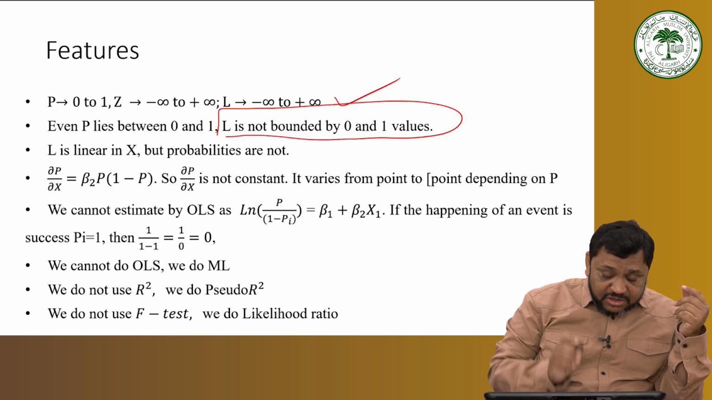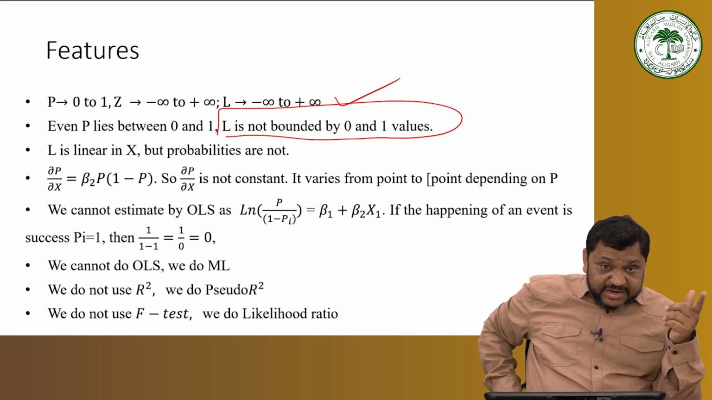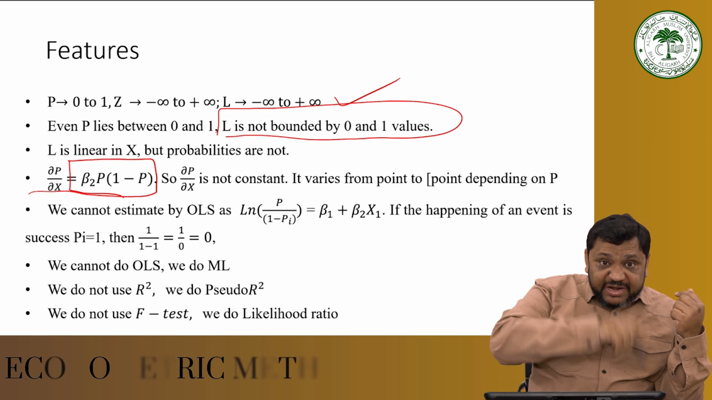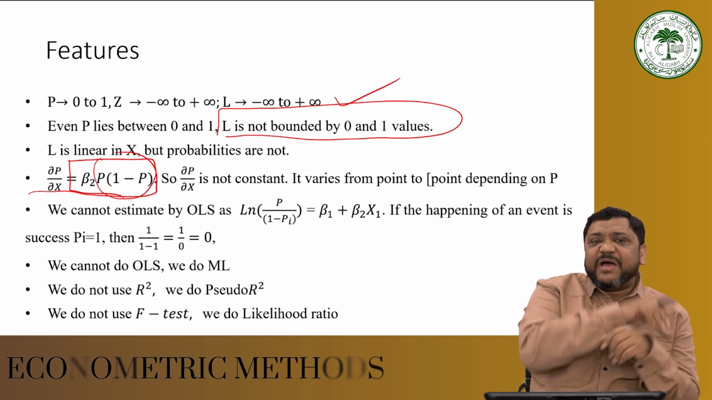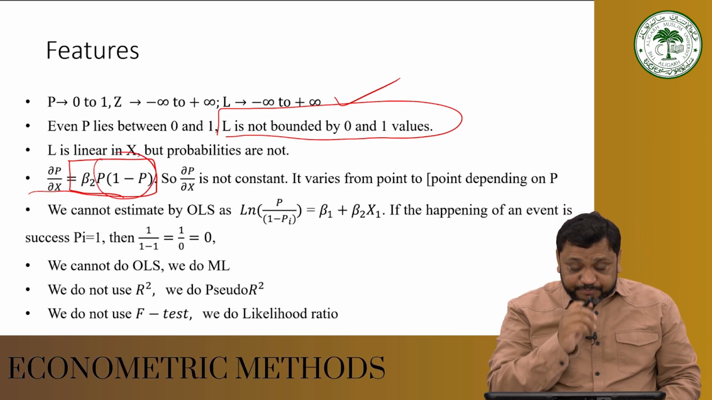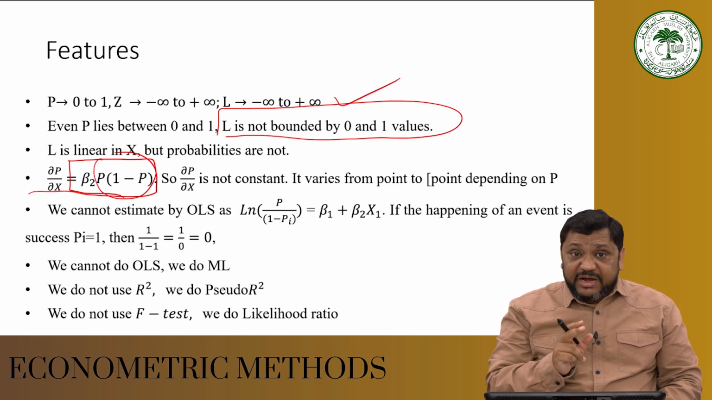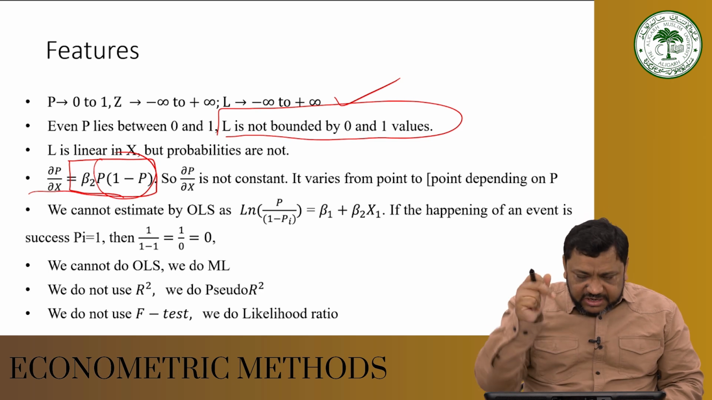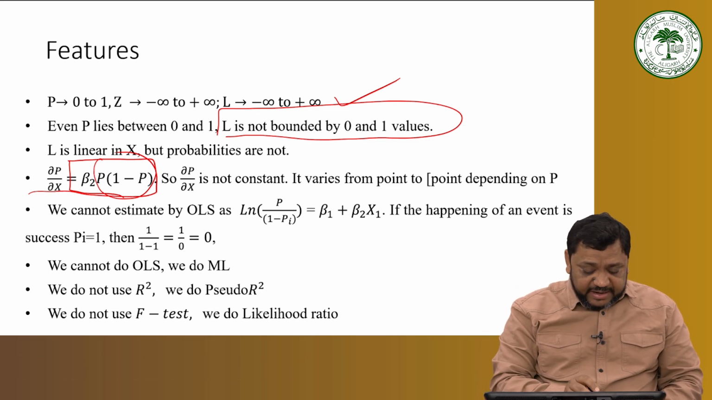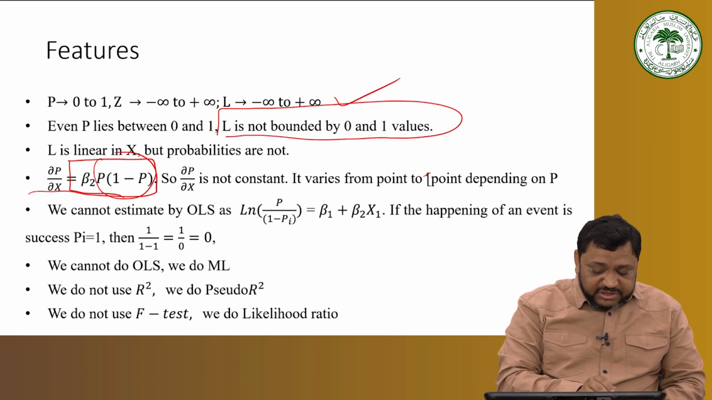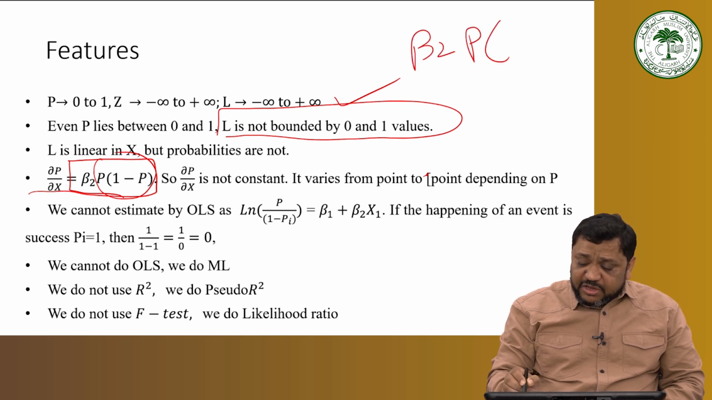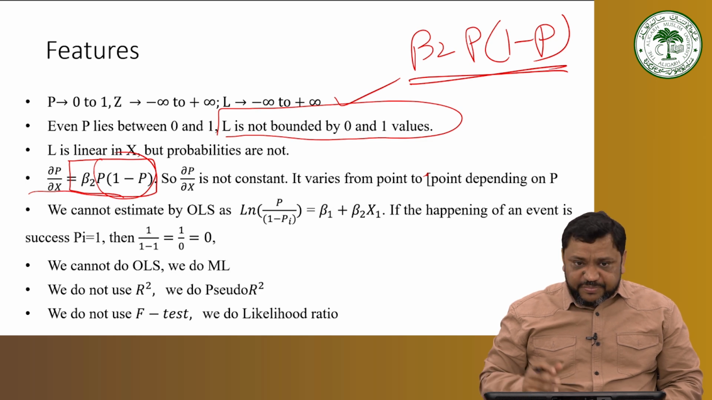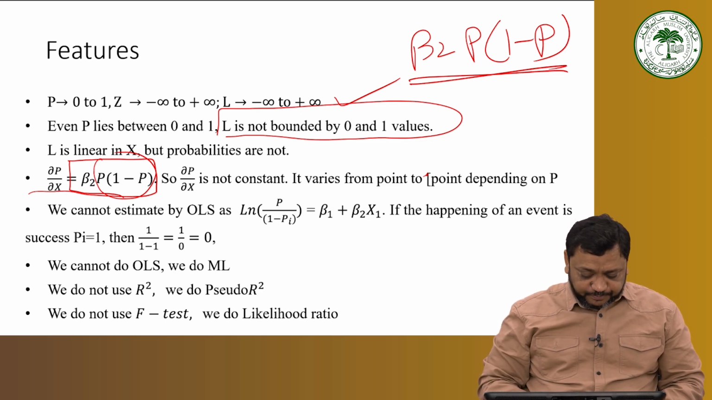Probabilities are rather non-linear, because your delta p upon delta x is equal to beta 2 multiplied by p(1 minus p). So your delta p upon delta x is not constant. It varies from point to point depending upon what is the p. Depending upon p, you have beta 2 p(1 minus p), so this can vary. Your beta 2 varies from one point to another.